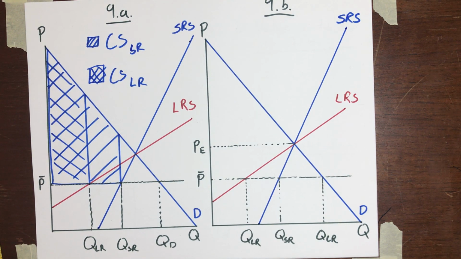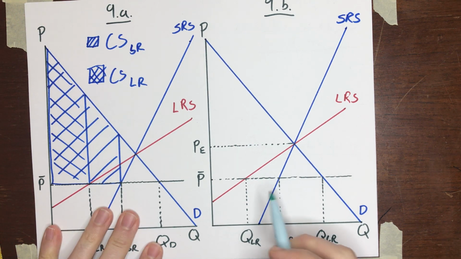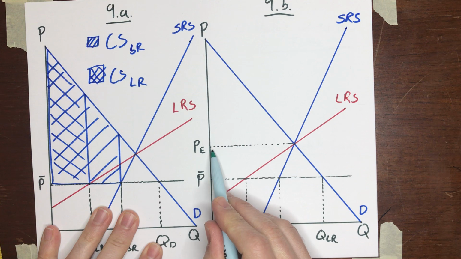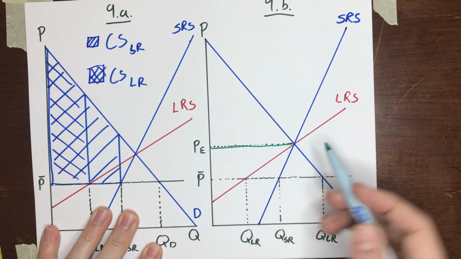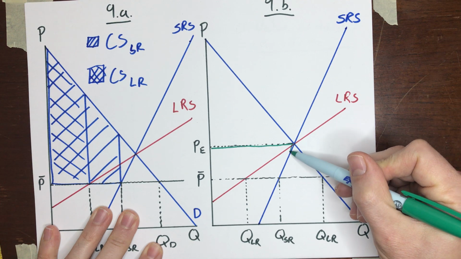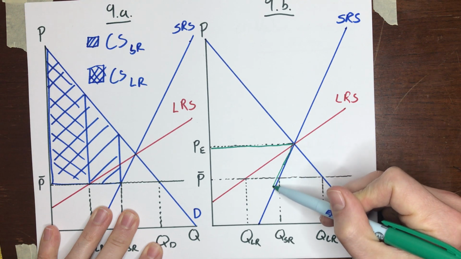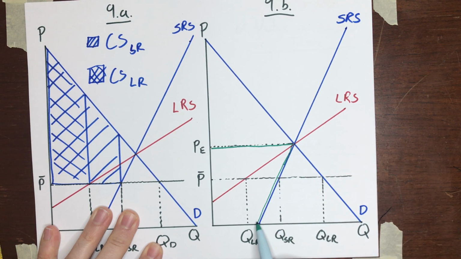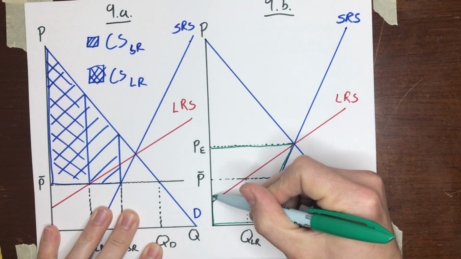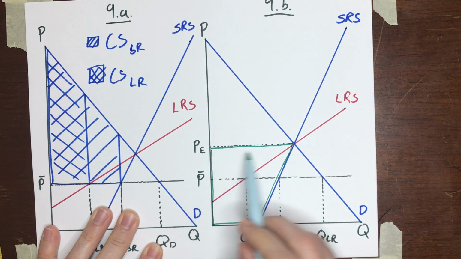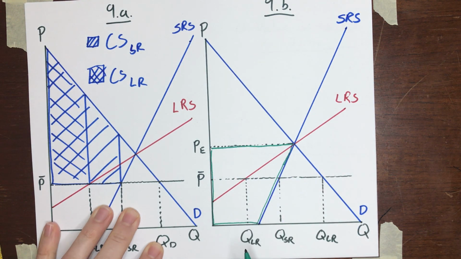So in the short run, the amount of producer surplus that would exist in equilibrium is everything below the equilibrium price and above the short run supply curve, right, for every unit that they actually rent. So it would be this area that I've marked in green.